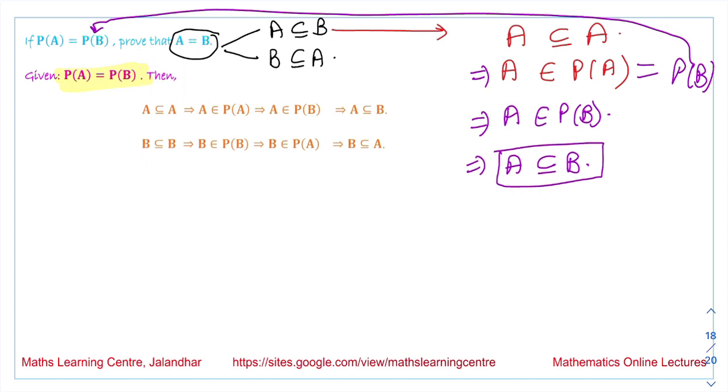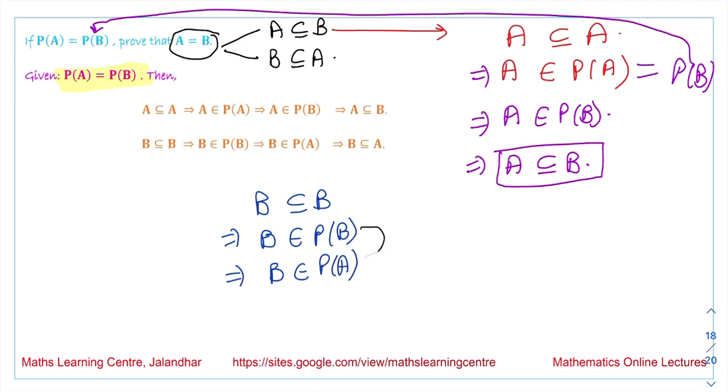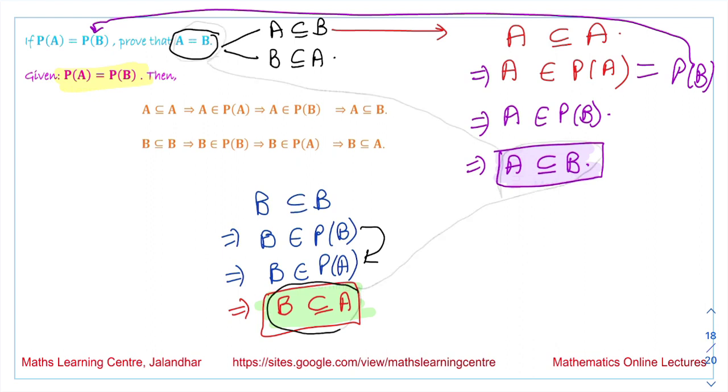Similarly, B is a subset of B. This implies that B belongs to power set of B. This implies that B belongs to power set of A, because it is given that power set of A and power set of B are equal. So this implies that B is a subset of A. So we have two results over here. One is A is a subset of B, and second we have B is a subset of A. Now combining both these results, we obtain that A is equal to B.